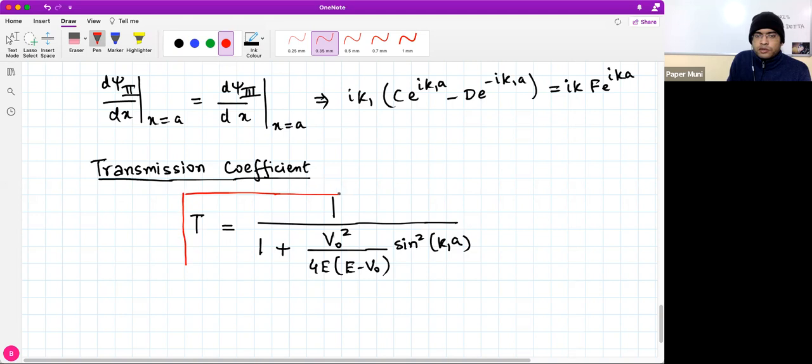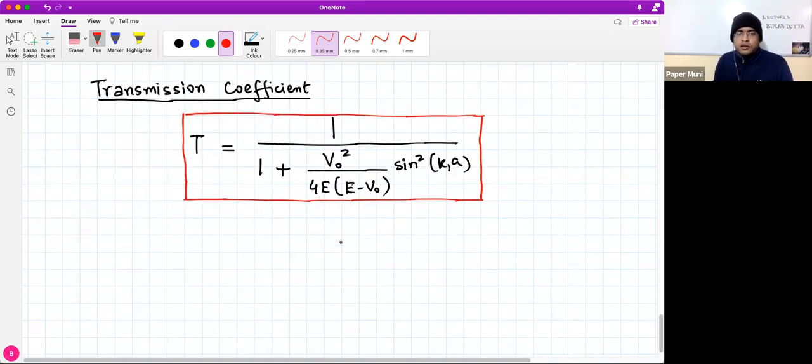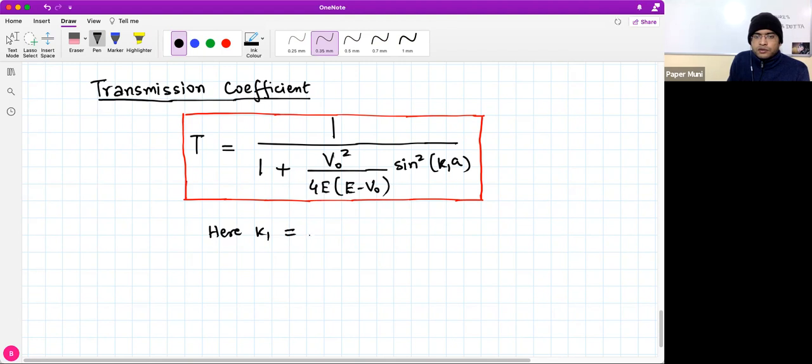This is the form you should keep in mind at least till the exam is over, because sometimes they want you to remember the form. So you have a sine square term here, you have this ratio here, and this is the transmission coefficient. When you completely solve the problem, you get this, and here k1 is equal to the square root of 2m(E minus V naught) by h cut square.